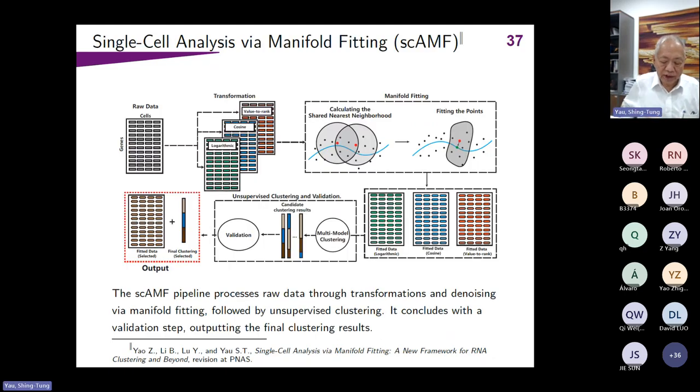We implement manifold fitting into a single cell RNA clustering framework called SCAMF. The pipeline is shown in this slide. The SCAMF pipeline processes raw data through transformations and denoising through the manifold fitting, followed by the unsupervised clustering. It concludes with a validation step, outputting the final clustering result. This appeared in PNAS in this paper.